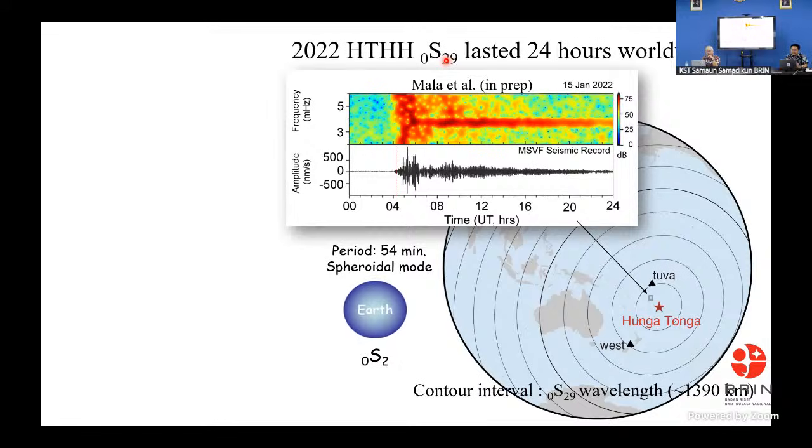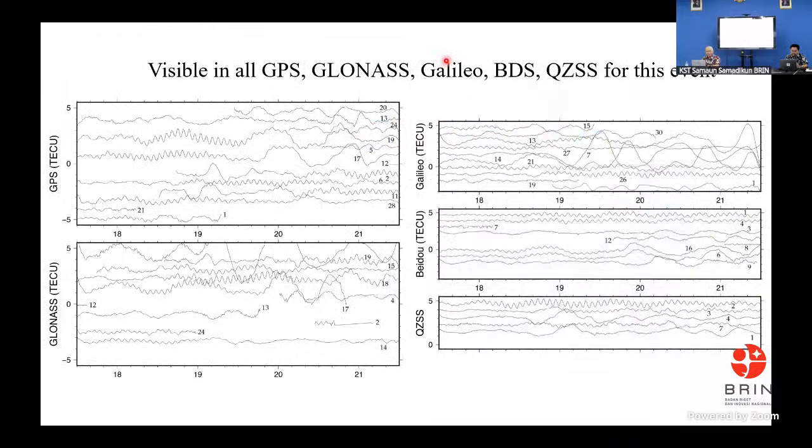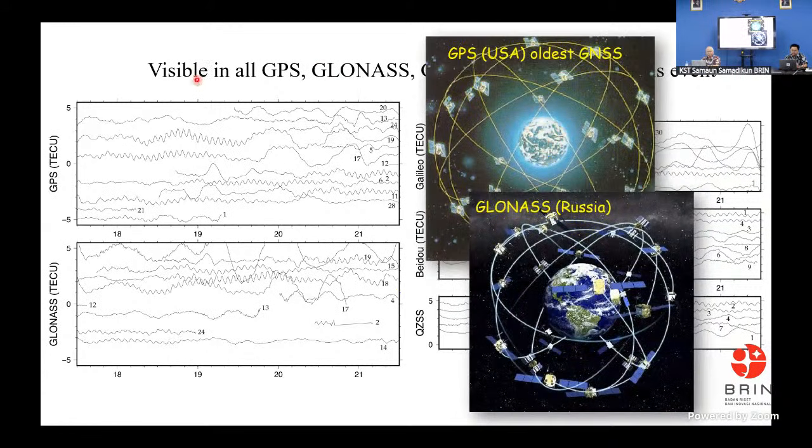So it continued 24 hours. This is the seismogram record. And this is TEC data by GPS, and this is by GLONASS. You can see a very strange pattern of total electron content. So it has continuing oscillation for hours and hours, continuing until the end of this day.